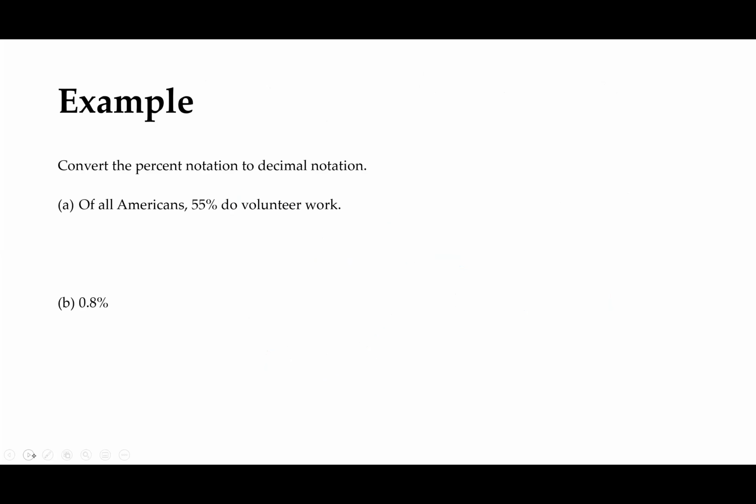So here's some. Convert between percent notation to decimal notation. Of all Americans, 55% do volunteer work. Well, 55%. The decimal is understood to be right there. If you want to add it, we're going to divide by 100, which moves left 2 decimal places. And so we have 0.55. Okay?